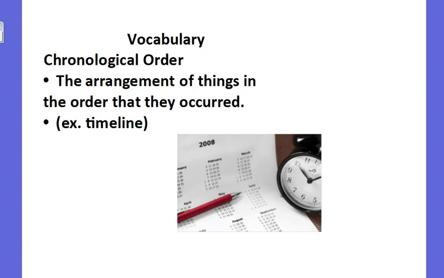Some of the vocabulary for this first fossil record section, we talked about chronological order, a lot about looking at fossils and looking at evidence. We want to put things in chronological order, which is when we arrange them in the order that they occurred, from oldest to youngest, or farthest in the past to most recently. An example of doing that is making a timeline.